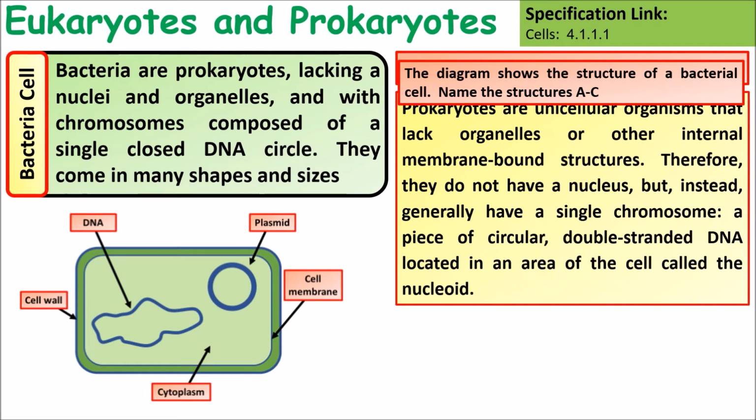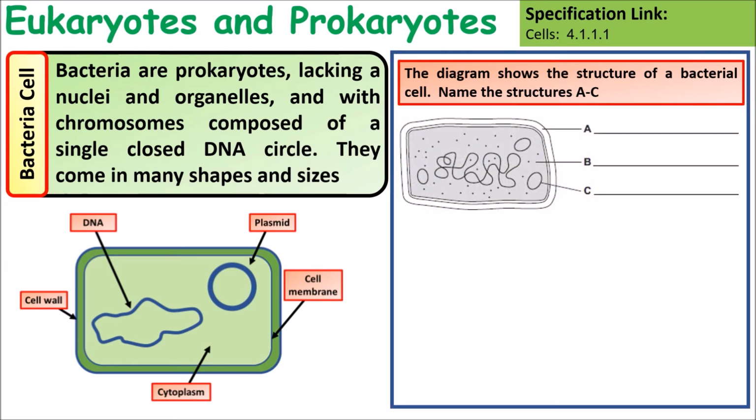So in the diagram that we'll look at next, there are some structures A to C. So if we're looking at naming those structures, then A would be the cell wall, B would be the cytoplasm, and C would be the plasmid.